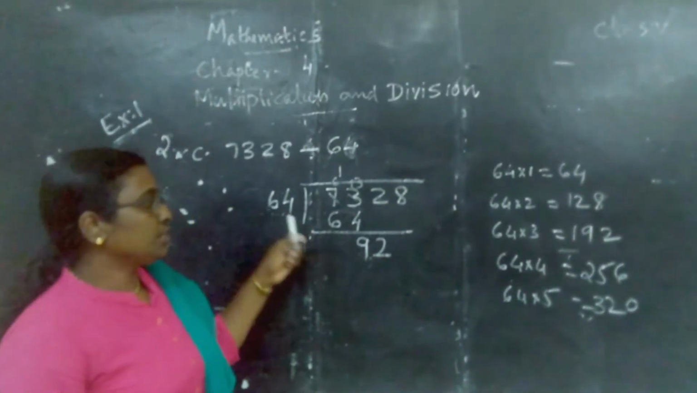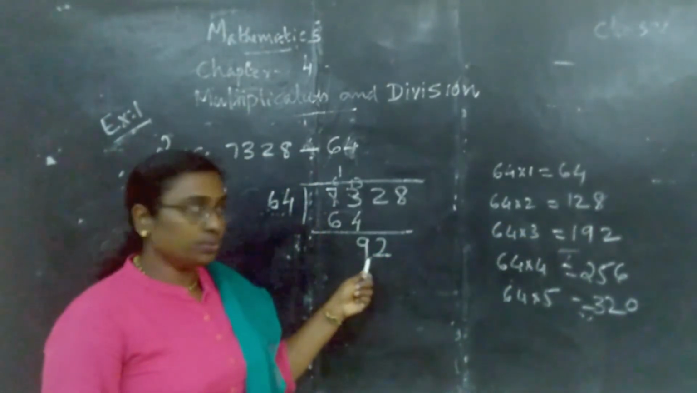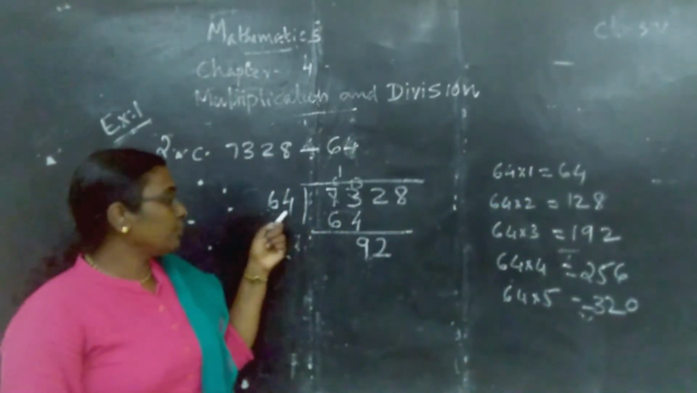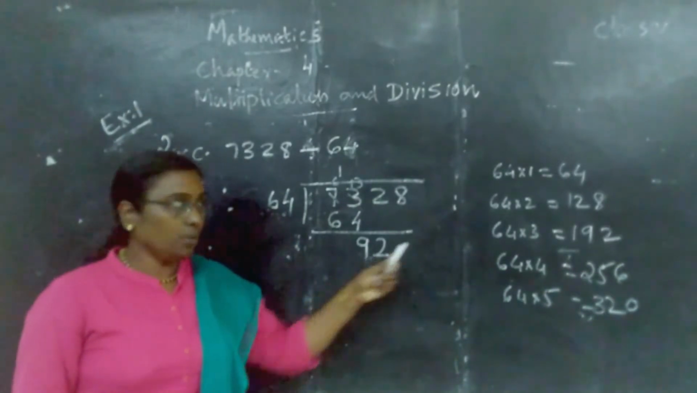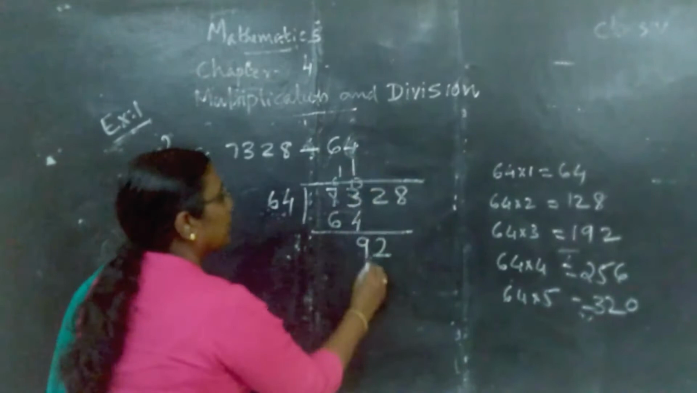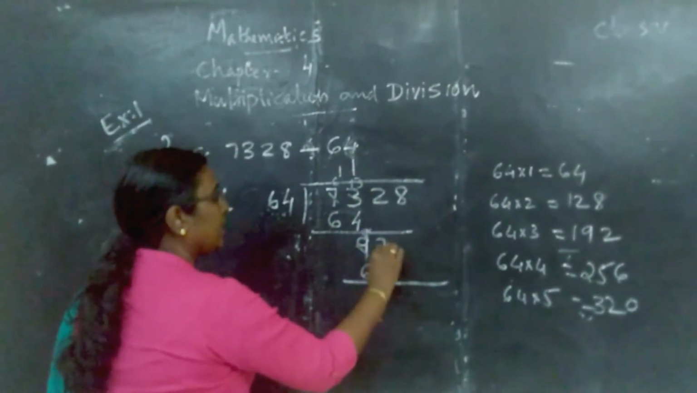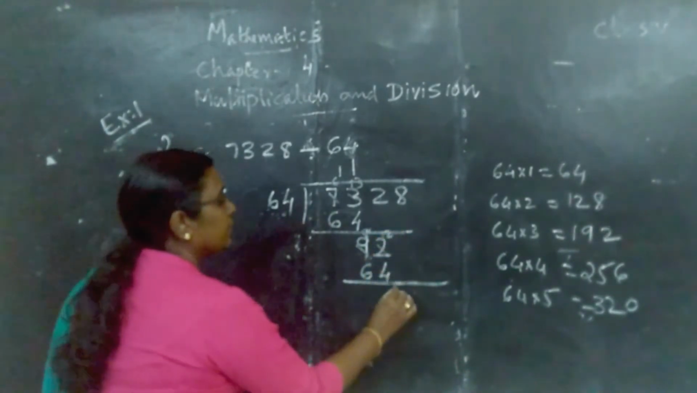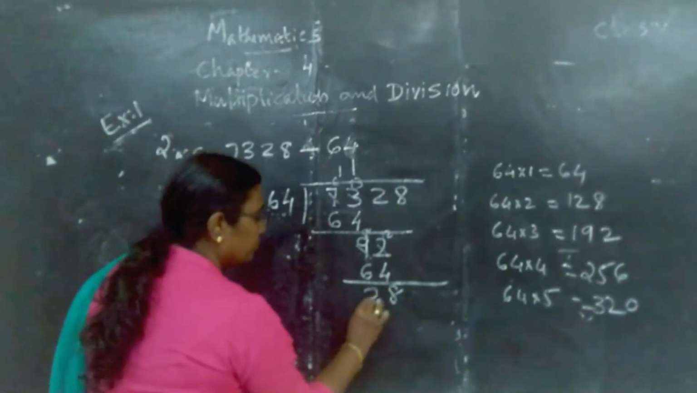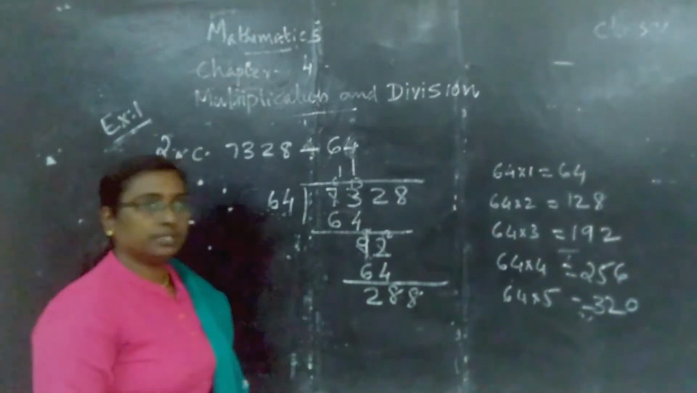92 divided by 64. 64 into 2 is 128, which is greater than 92. So we take 64 into 1 equal to 64. How many times 64 in 92? 1 time. Write that 1 here. Write 64. Then subtract. 12 minus 4 is 8. 9 minus 6 is 2. Then carry down this number, 288.